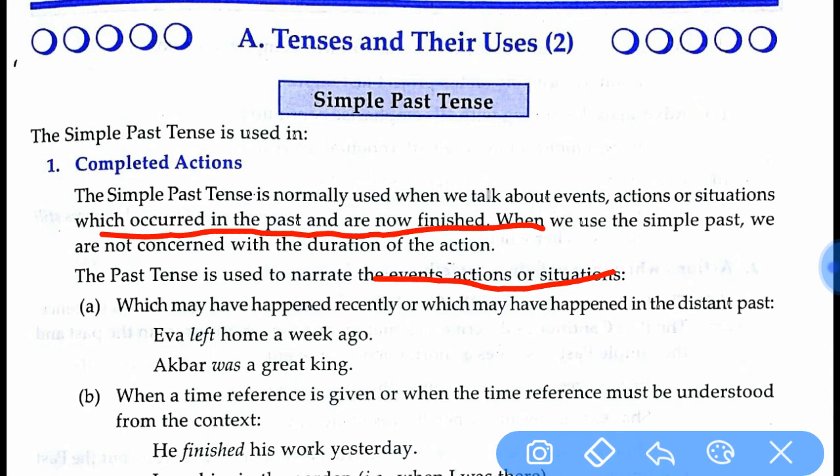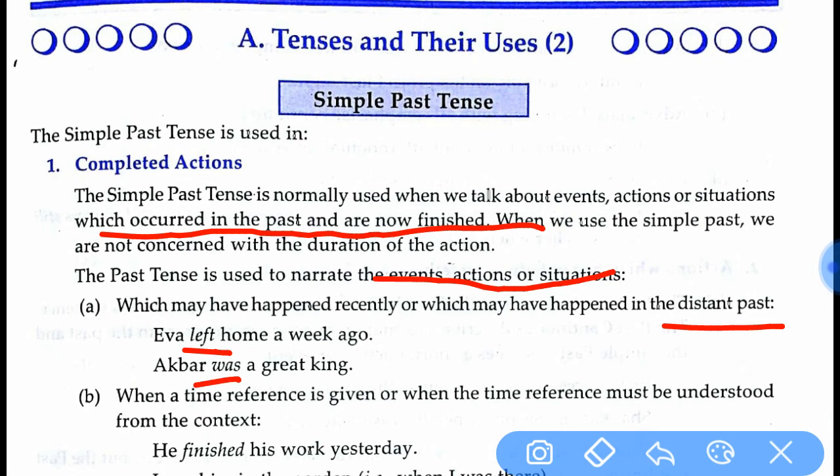Here we have the first one, which may have happened recently or which may have happened in the distant past. It can be an action that is over just now or in the distant past. For example, Eva left home a week ago. So the second form of the verb, left, is the simple past tense. Akbar was a great king.